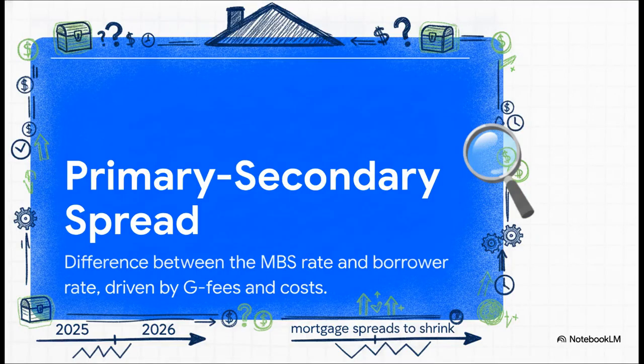And that brings us to the roof, the primary-secondary spread. This is the difference between that MBS rate and the actual rate you, the borrower, pay at the end of the day. This layer is where all the secret markups live. We're talking guarantee fees, higher than ordinary servicing costs, and of course, the originator's profit margins. Interestingly enough, shifts in these specific costs are exactly what have caused mortgage spreads to shrink as we look at the market moving from 2025 into 2026.